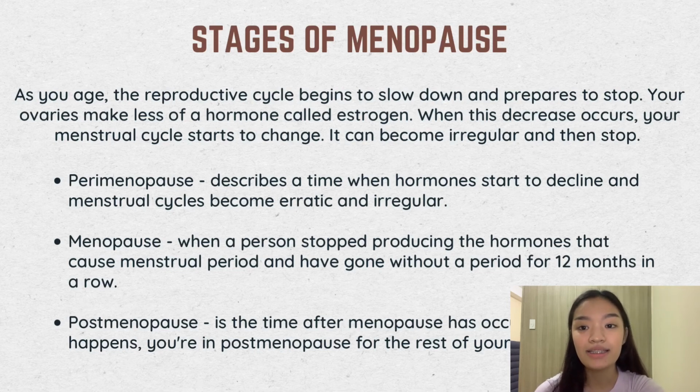There are 3 stages of menopause. First is perimenopause, which describes a time when hormones start to decline and the menstrual cycle becomes erratic and irregular. Second is menopause. It is when a person stops producing the hormones that cause menstrual periods and has gone without a period for 12 months in a row. And lastly, postmenopause. It is the time after menopause has occurred. Once this happens, you're in postmenopause for the rest of your life.